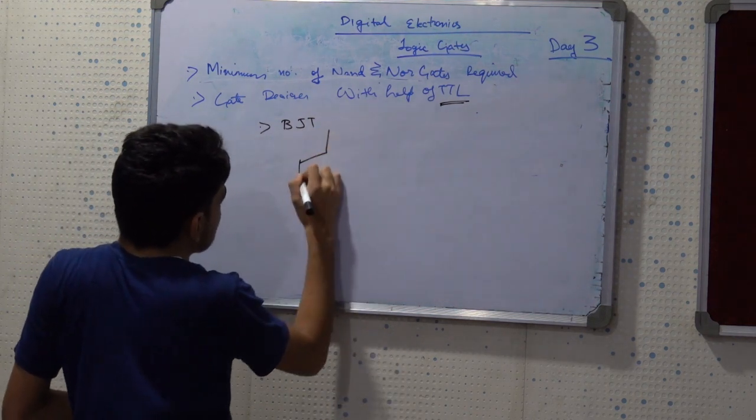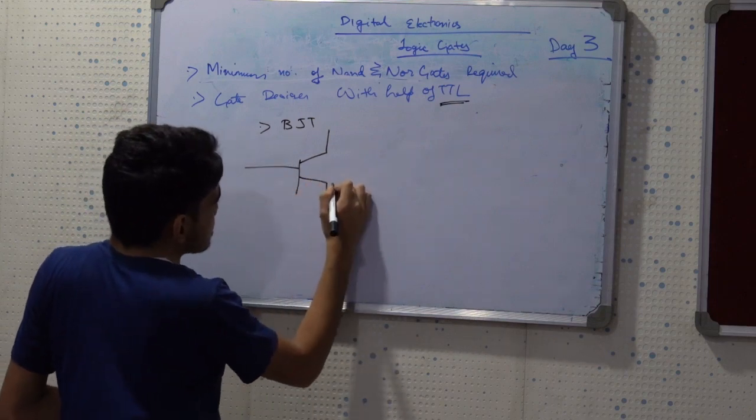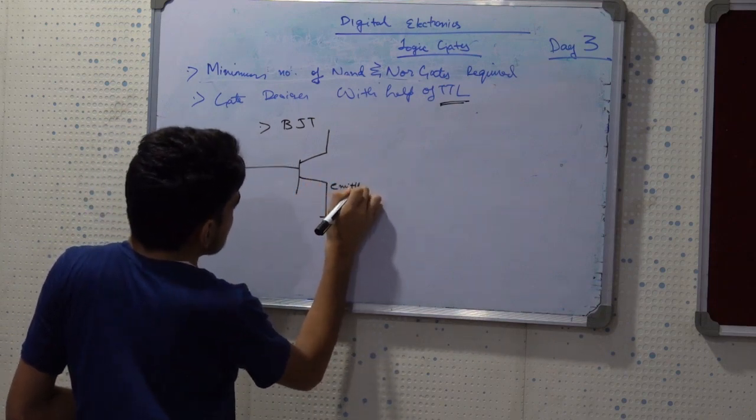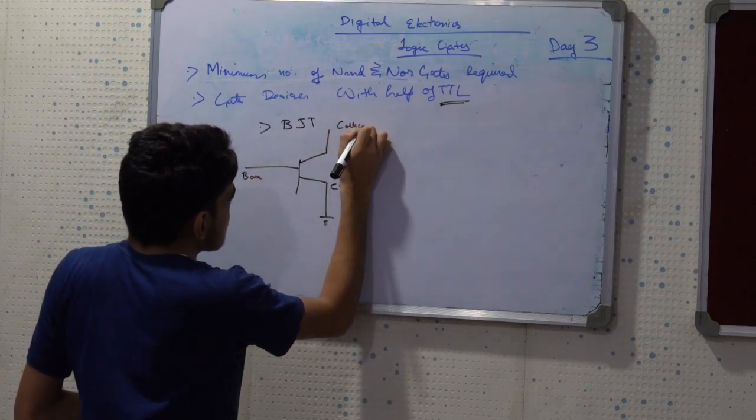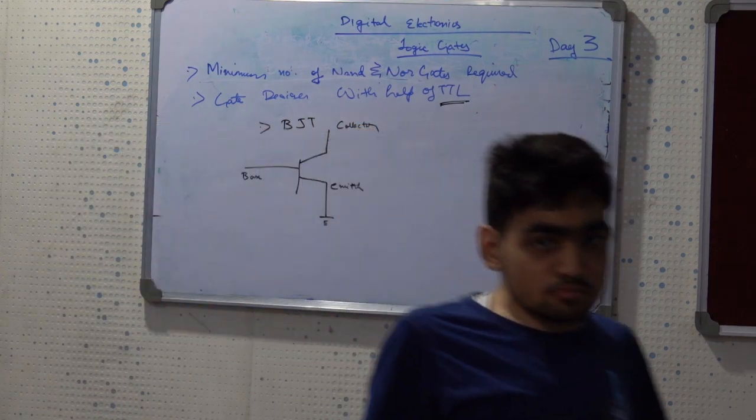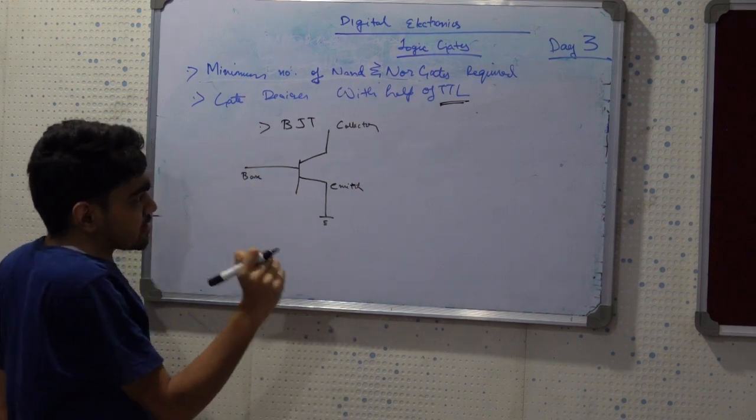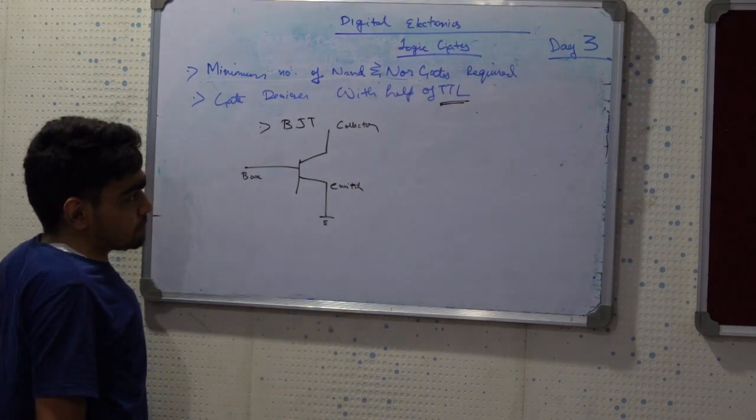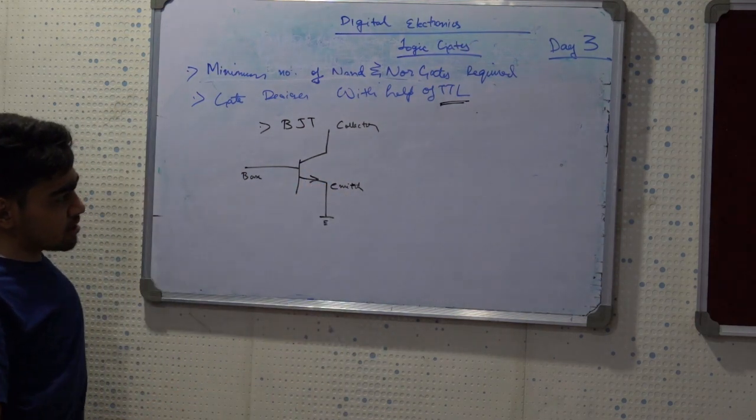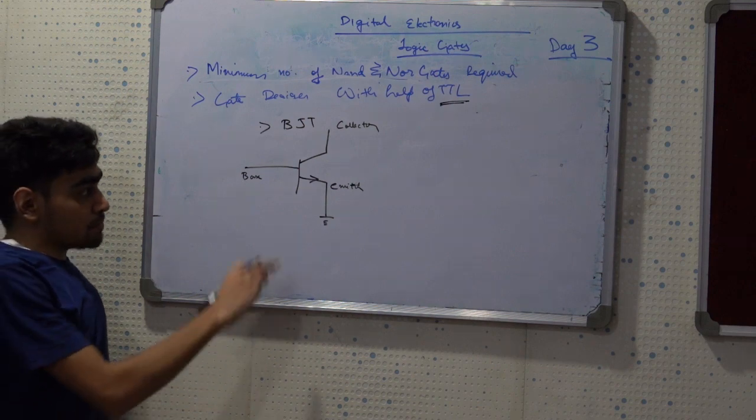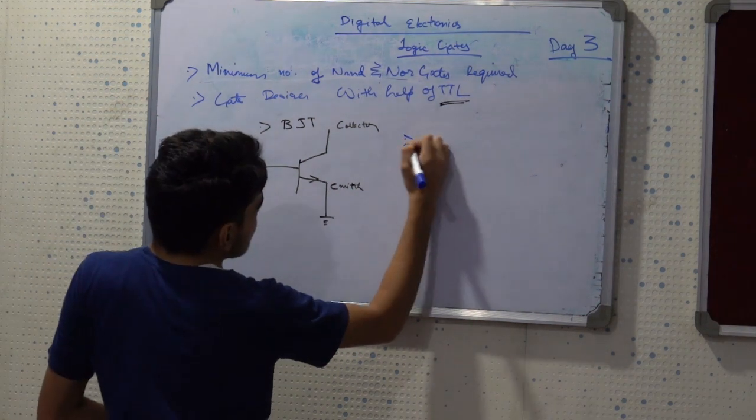So a usual NPN BJT, let me design. It has three terminals: emitter, base, collector. So in BJT we have 3 terminals, emitter, base and collector. If we consider an NPN BJT, then the emitter and collector are of N type and the base is of P type semiconductor. So let's consider a NOT gate.